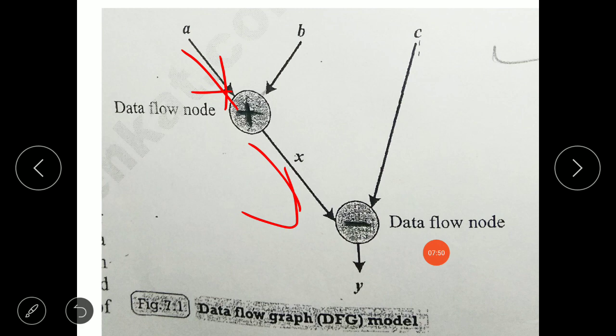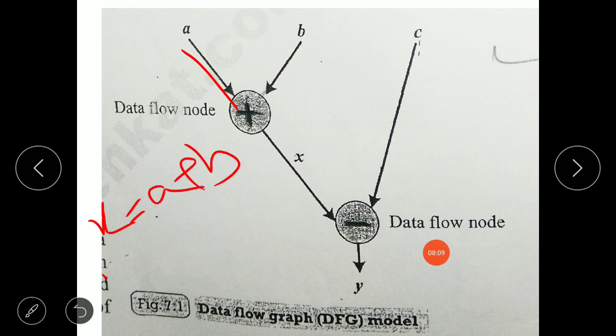So this is showing the example. One of the functions in our application contains a computational requirement, that is x is equal to a plus b and y is equal to x minus c. So how has this been represented using this data flow graph model?